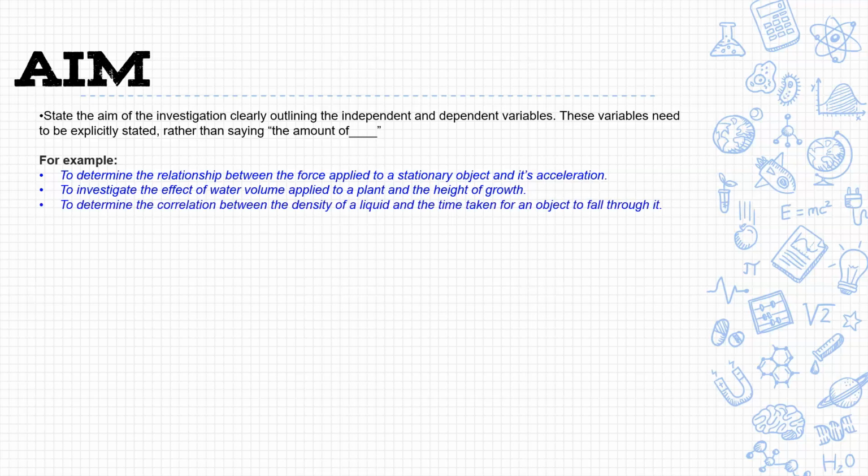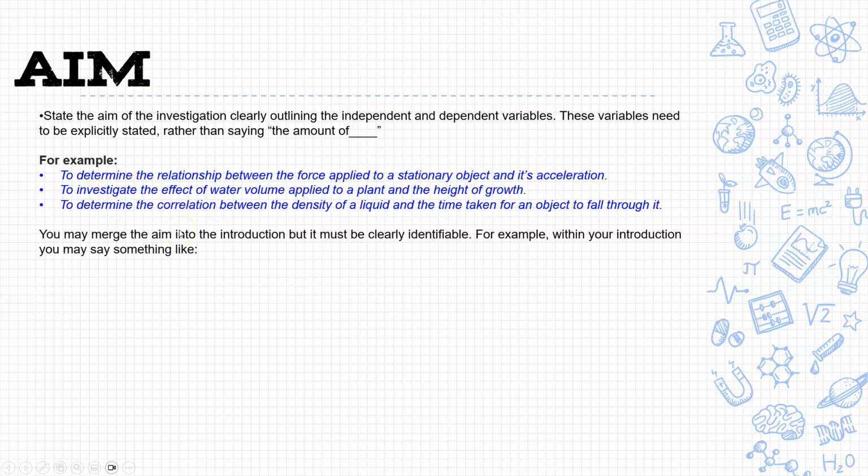We can also have something like to determine the correlation between the density of a liquid and the time taken for an object to fall through it. Again, very clear what the variables are, and we've used "to determine the correlation between." That is much better than saying "to find out how this affects this." Much, much better language.